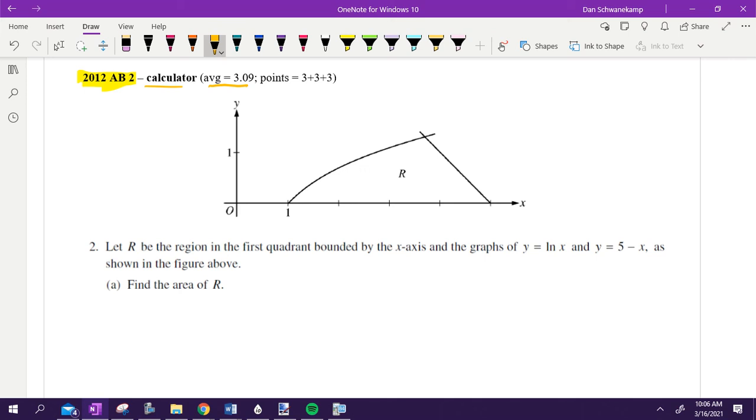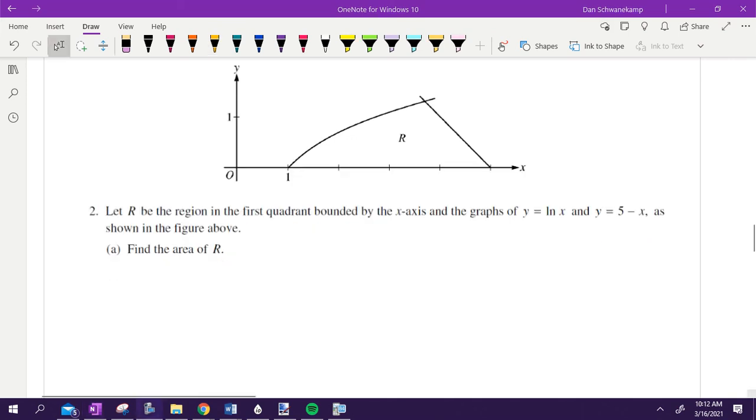I want you to do parts A and B. See what you can do with that without me helping you. You can work with your neighbor if you need to, but see what you can do on those two. Go. Let R be the region in the first quadrant bounded by those two lines. So obviously this is natural log of x because it's got that natural log graph. And this thing right here is 5 minus x.